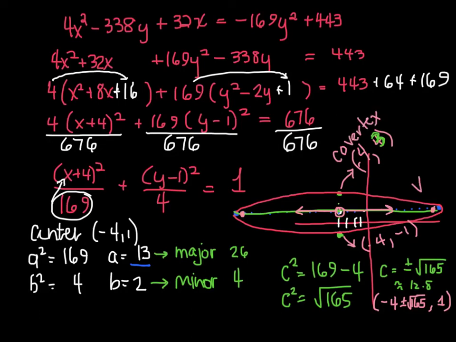My vertices are on the major axis, so this vertex would be negative 4 plus 13, which would get me to 9, and the y would be 1. And this vertex right here would be negative 4 minus 13, so negative 17, 1. Sorry about that.